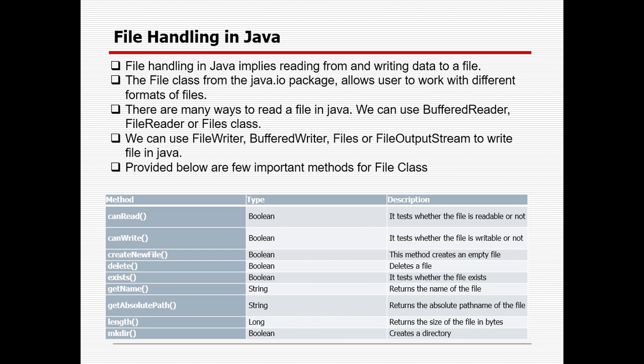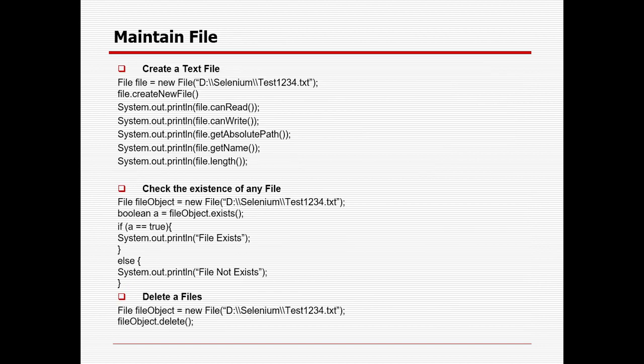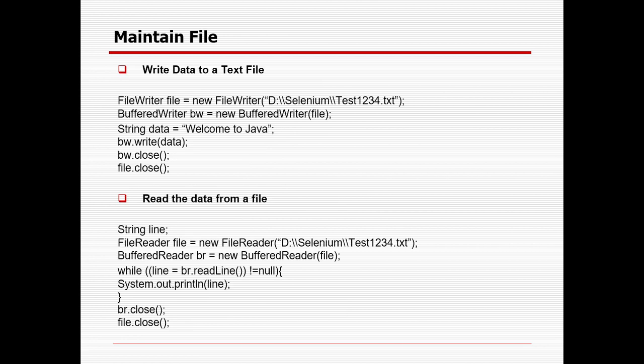If you want to set the file to read only, you can do it with setReadOnly. If you want to write data, you need to use FileWriter and BufferedWriter. If you want to read data, you have to use FileReader and BufferedReader. In the collection framework, the main aspects are interfaces, implementations of the classes, and algorithms. This is the high level part of the collection framework.